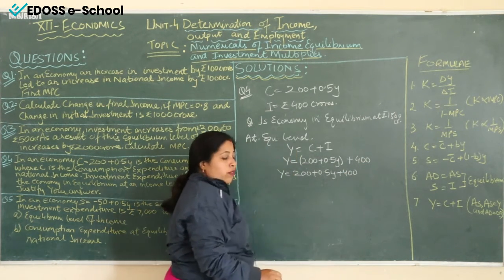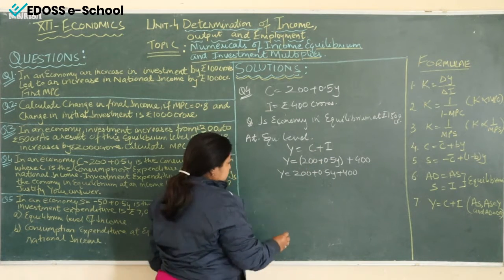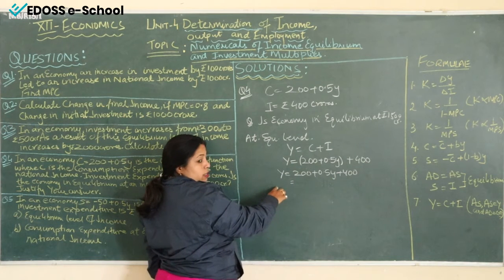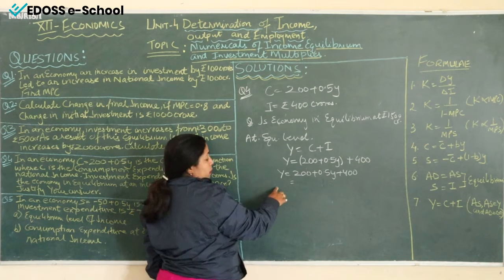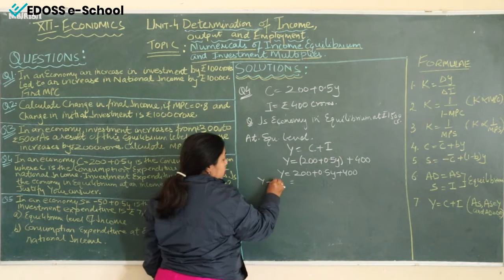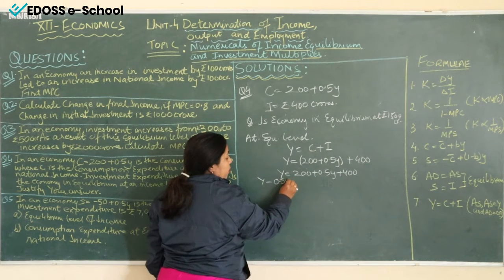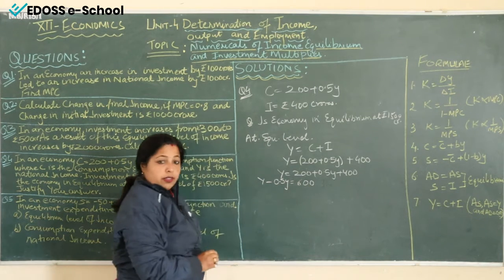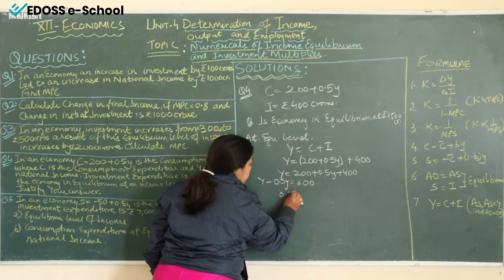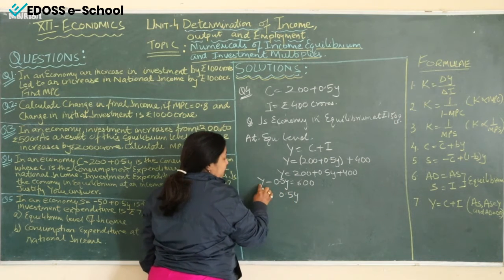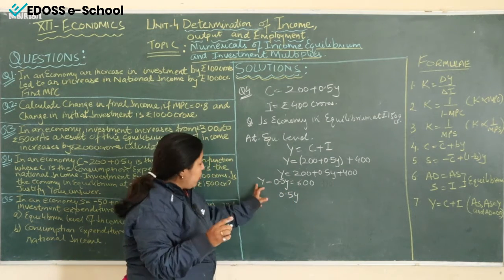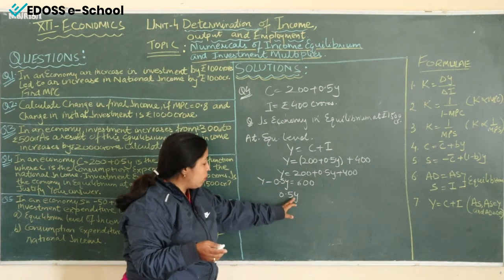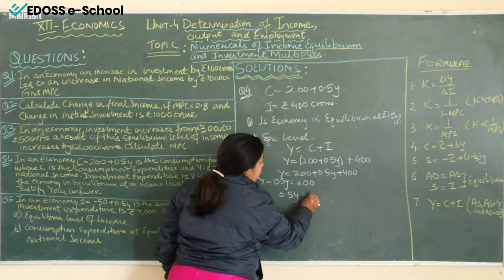What we have done first, we have opened the bracket. Next step, see, this is 0.5y, this will come this side and it will be subtracted. So y minus 0.5y is equal to 200 plus 400, which is 600. Fine. So it will be 0.5y. Now, this y means 1, so 1 minus 0.5 is 0.5, and y here is equal to 600.